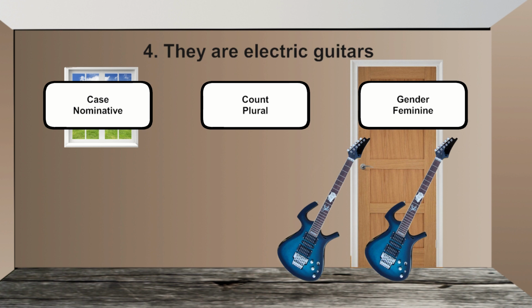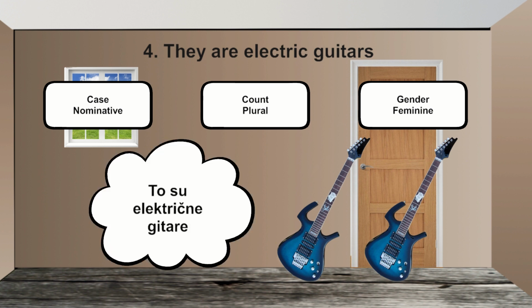Question 4. Četvrto pitanje. They are electric guitars. They is plural, so we have the ending E this time. They are electric guitars. To su električne gitare. And again. To su električne gitare. Let's keep going. You're making great progress.